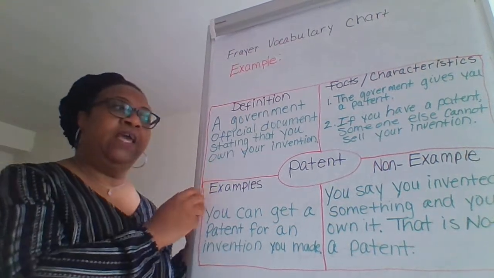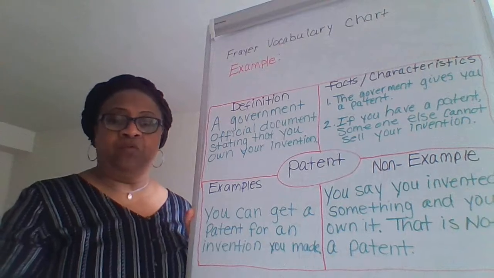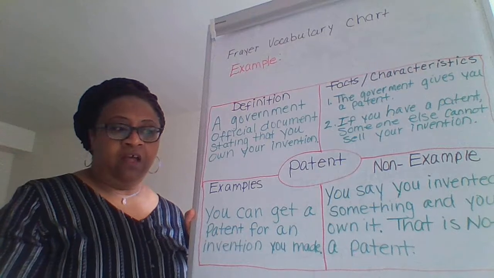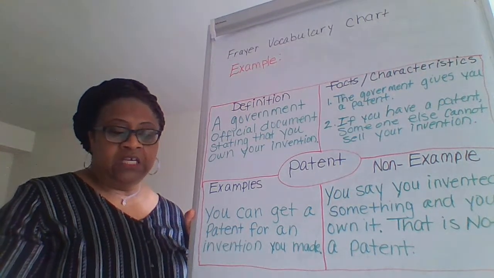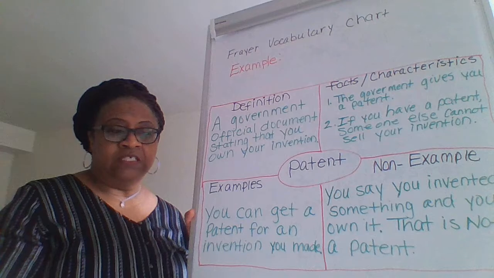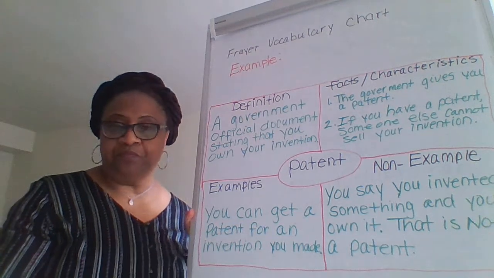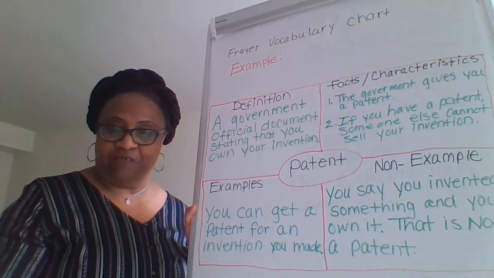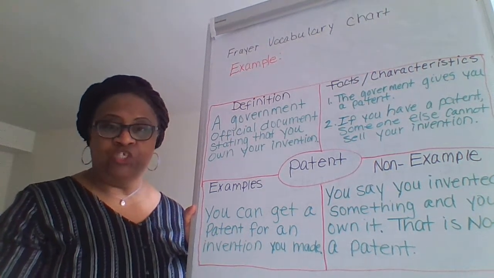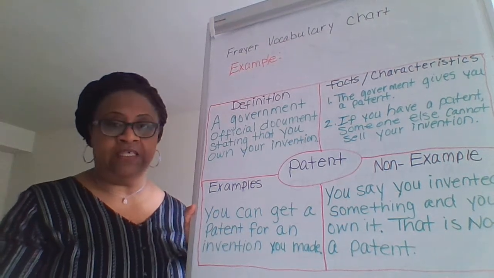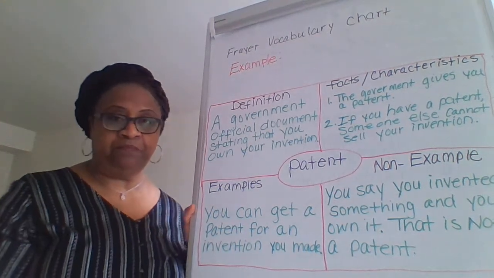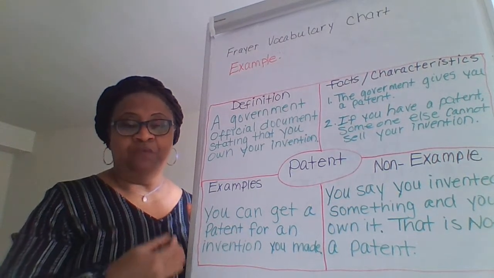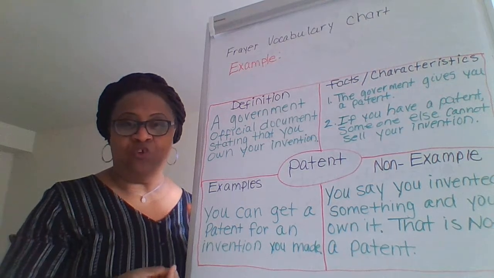So let's say, for example, that Chloe invented a baby doll that can feed herself. Okay? So Chloe would need to get a government document stating that she invented this doll. It was her invention and her invention only.